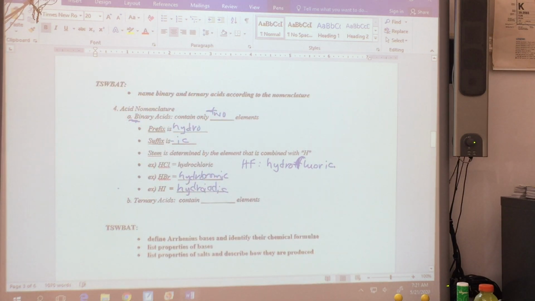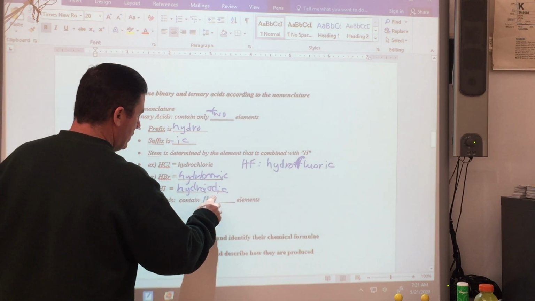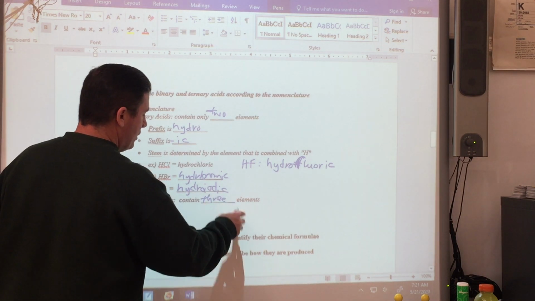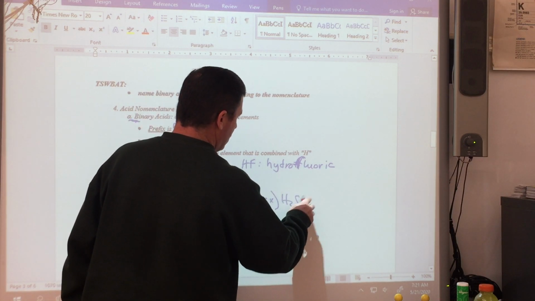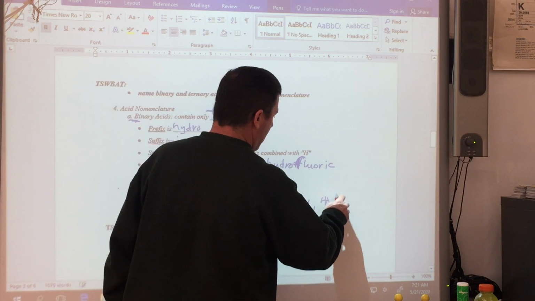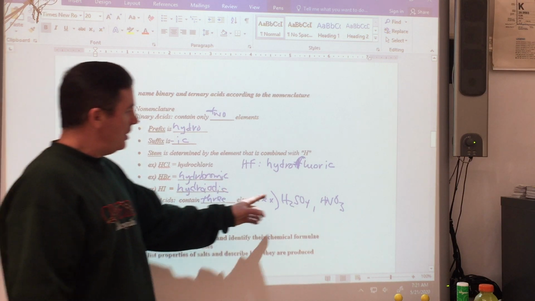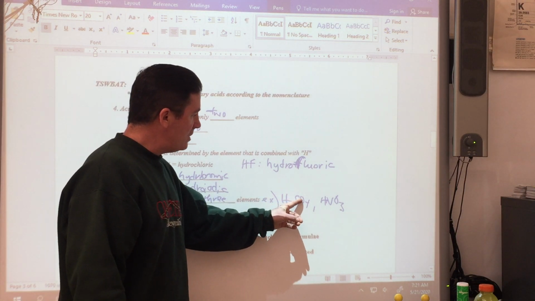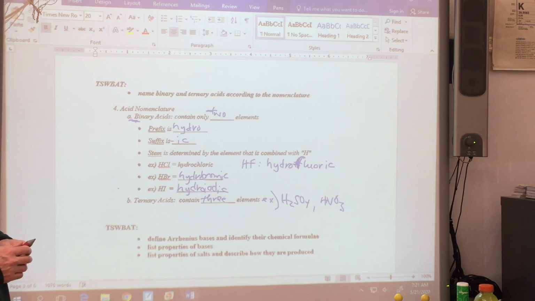Hydrofluoric acid. And lastly, just so you know, ternary acids, these contain three elements. For example, H2SO4 or HNO3. These are ternary acids. Three different atoms, H, S, and O, or H, N, and O. They are named differently, but we're not going to get into that.